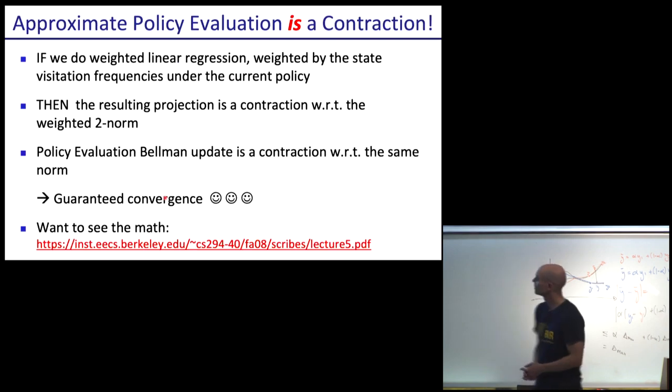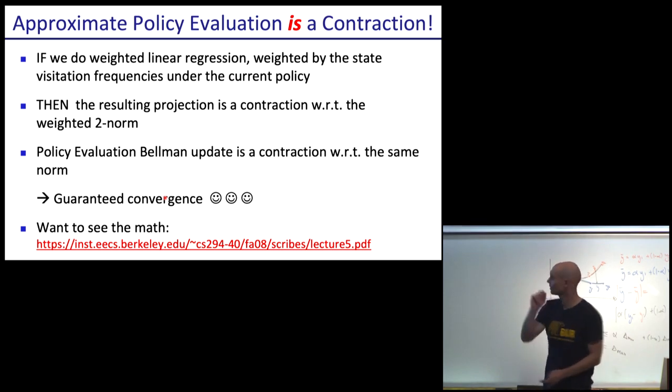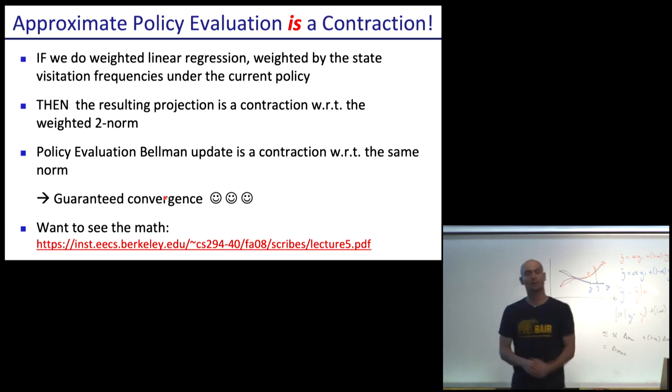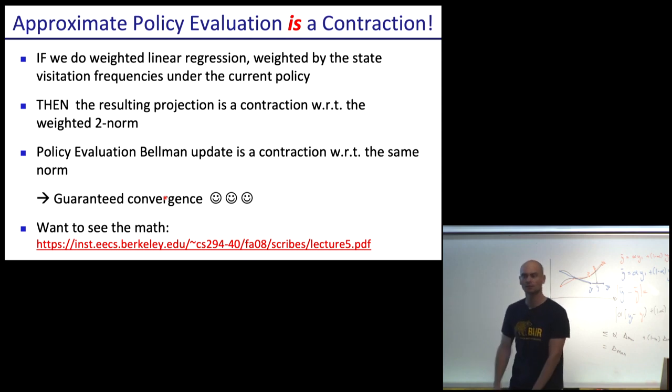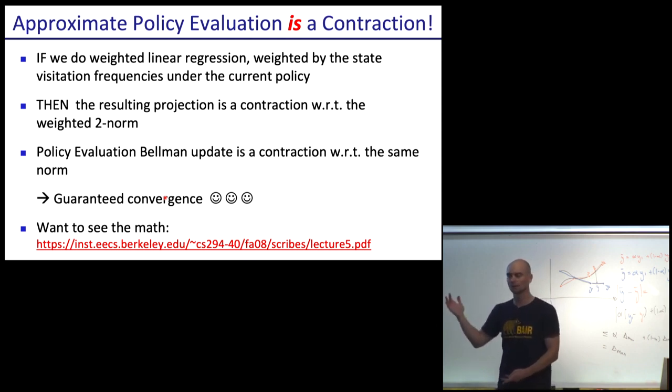Here is the bottom line. Approximate policy iteration is a contraction. Let me spell this out more precisely. If we do weighted linear regression, weighted by the state visitation frequencies under the current policy, that's actually very easy to do. You just run your current policy and do your regression based on the states that you visit, because those come from the distribution of your state visitation frequencies. So you can just Monte Carlo sample on your current policy and use the states you get that way. Then the resulting projection from doing that regression is a contraction with respect to the weighted 2 norm.